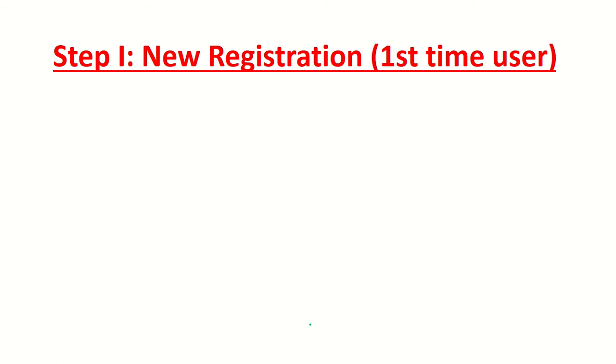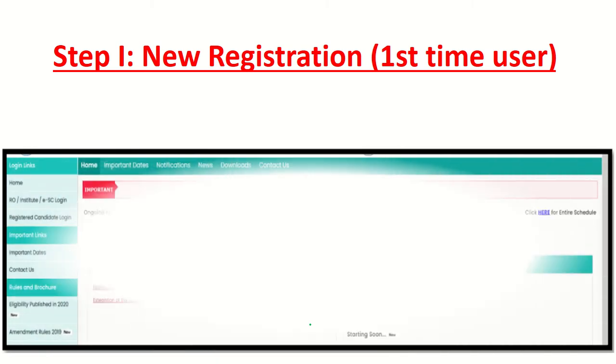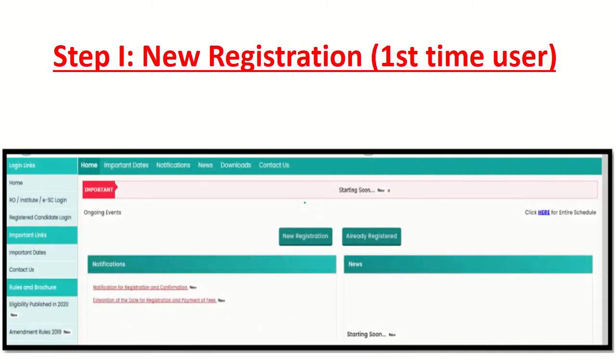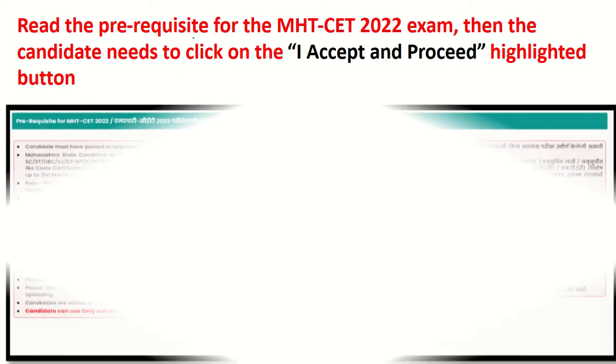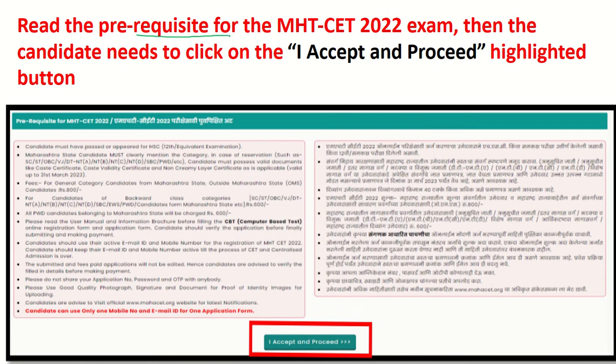Now let us start the application process. So the first step is registration for the first time user. When you visit the official website, you have to click on the new registration button. And then you have to read the prerequisite that is given here. The screen will appear like this, and you will find these details on the screen, and after reading these details, you have to click on the I accept and proceed button.